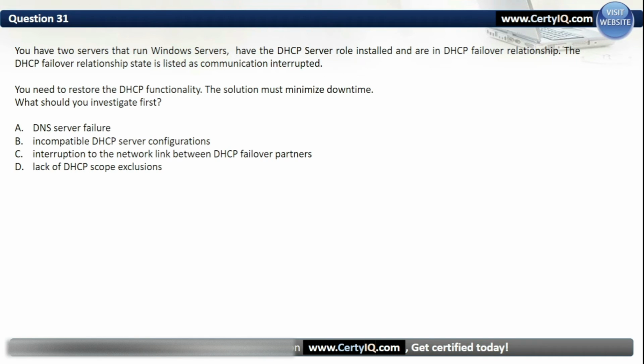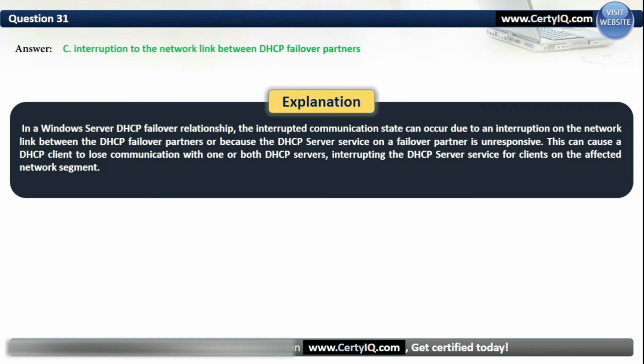The correct option among all these is C. Interruption to the network link between DHCP failover partners. In a Windows Server DHCP failover relationship, the interrupted communication state can occur due to an interruption on the network link between the DHCP failover partners or because the DHCP server service on a failover partner is unresponsive. This can cause a DHCP client to lose communication with one or both DHCP servers, interrupting the DHCP service for clients on the affected network segment.